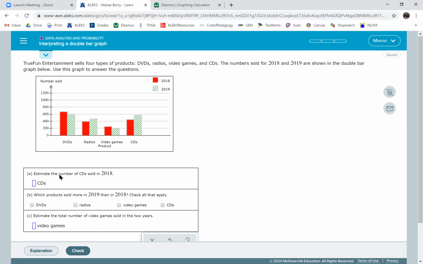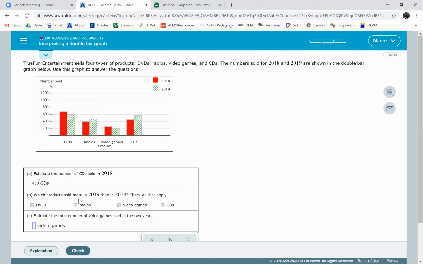So we want to estimate the number of CDs sold in 2018. We look at the red one for 2018, and we come across. It's more than 400, less than 600, halfway between would be 500, but it's not quite halfway. It's about halfway between 400 and 500. So I'm going to just put 450 and then go on to the next question.